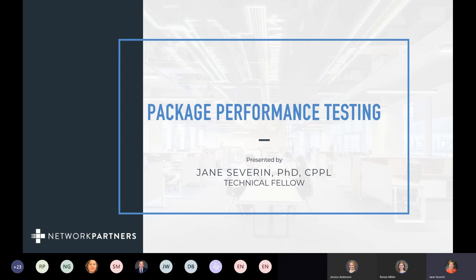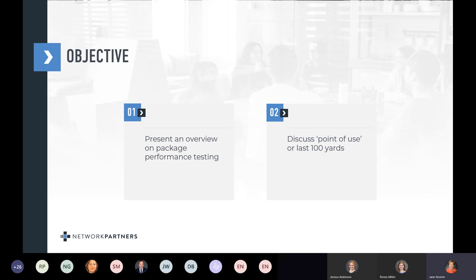The objective of the discussion is to provide an overview of package performance testing and to touch on point of use. And by point of use, I don't mean usability testing, but rather the condition of the package when it arrives at the point of use with the practitioner. You may have heard it referred to as the last 100 yards or the last 100 feet or meters.